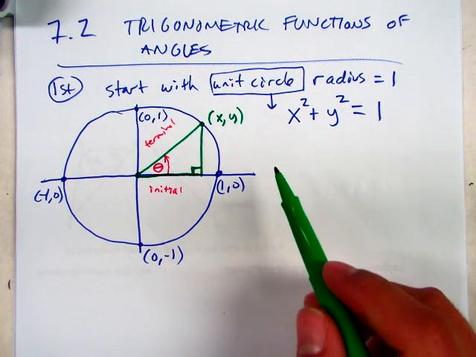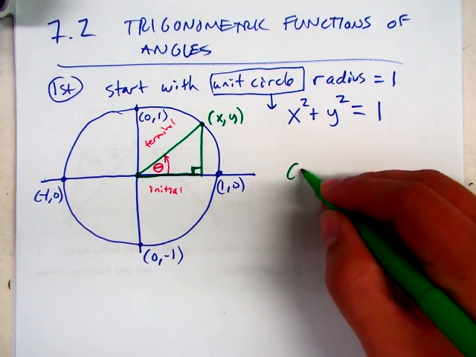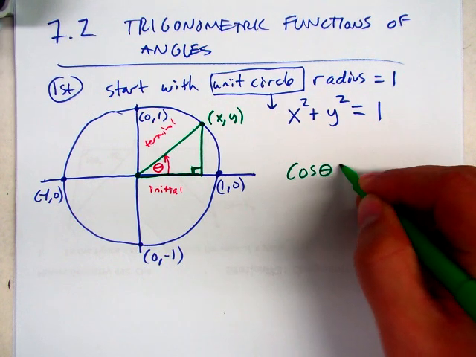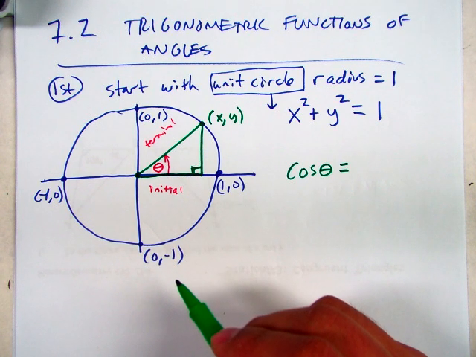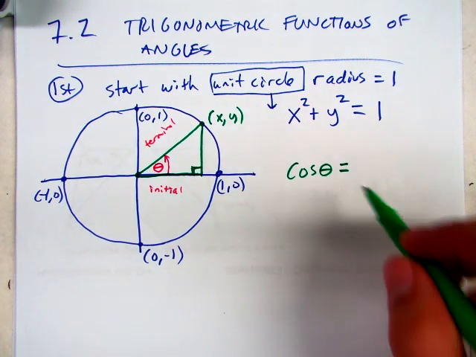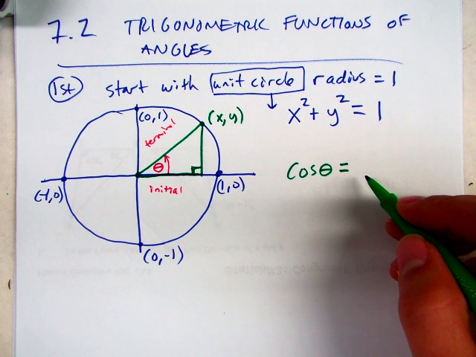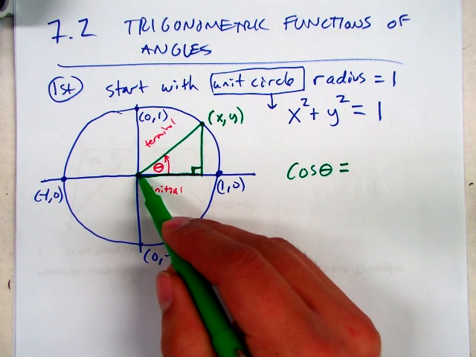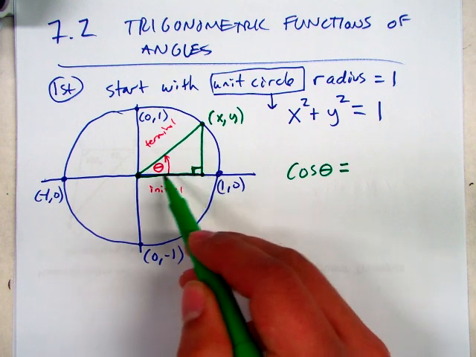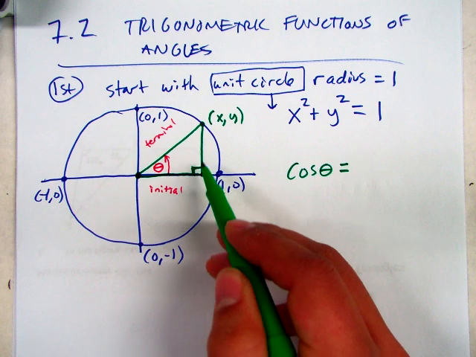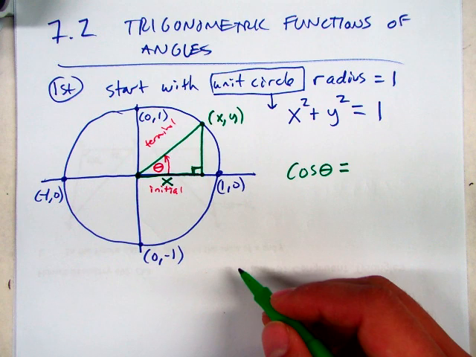Okay. Now, let's do some things here. Cosine theta. Remember your SOHCAHTOA stuff from geometry? Okay. Cosine is adjacent over hypotenuse. Okay, now, so if we're looking for cosine of this angle, the adjacent side, you guys see it's the bottom part, right? That matches up with whatever x is. We don't know what x is, but we'll label it x.